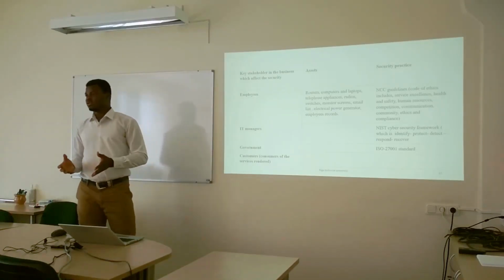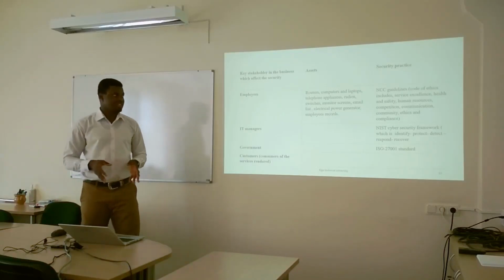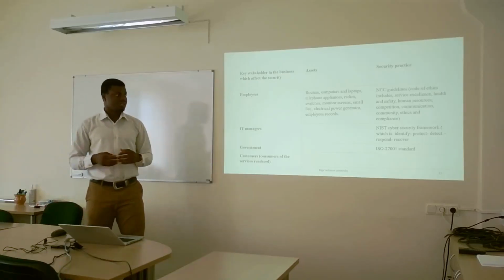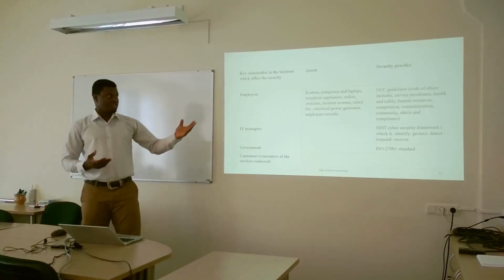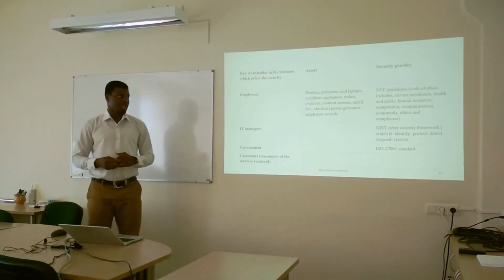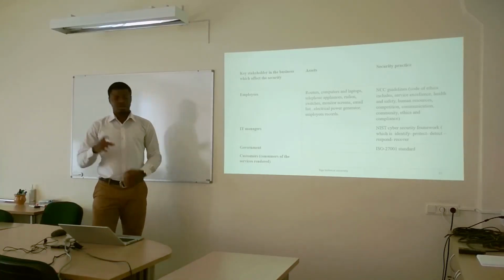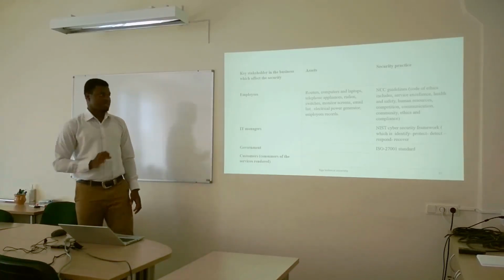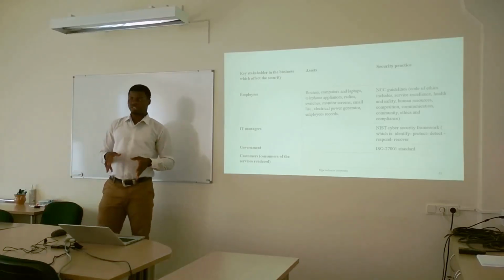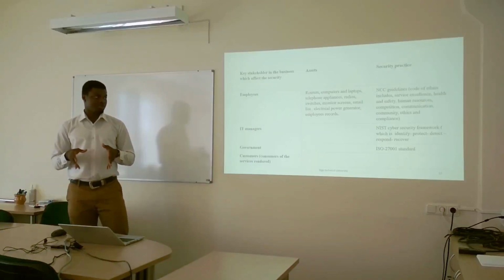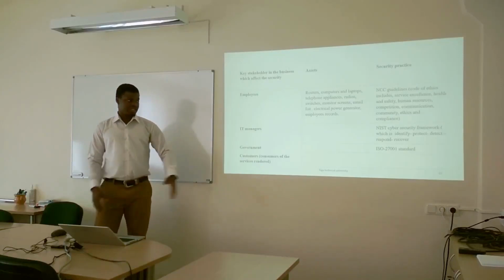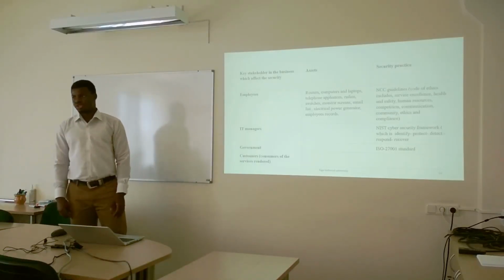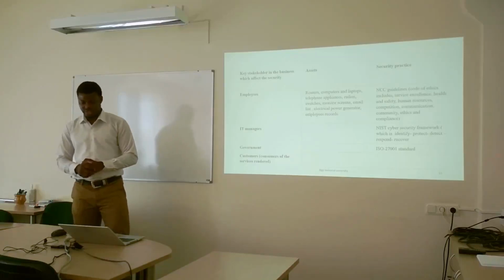Then the security practices of the organization. They had to follow the Nigerian Communications Commission guidelines, which cover the code of ethics and service excellence, meaning you have to render proper service. It covers health and safety, human resources, competition, communication, and ethics of compliance. They also use the NIST cybersecurity framework, which is about identifying threats, then protecting, detecting, responding, and recovering. Then they had a standard, ISO 27001, and said they operate in accordance with that standard.